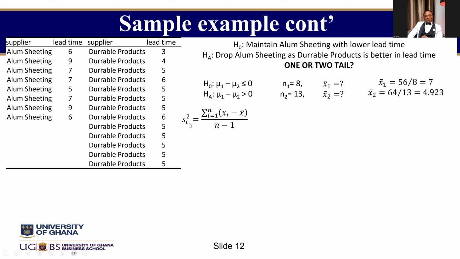Now this is not hard, but it's just annoying. You must have the patience of Job to do it. So the first thing you will do is pick each of the numbers and subtract the mean from it. As an example, in group 1, the mean is 7. So you're going to take 6 minus 7 plus 9 minus 7 plus 7 minus 7 plus 7 minus 7 plus 5 minus 7 plus 7 minus 7 plus 9 minus 7 plus, okay.